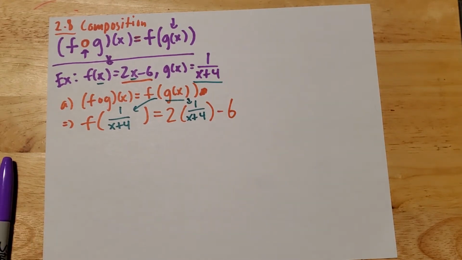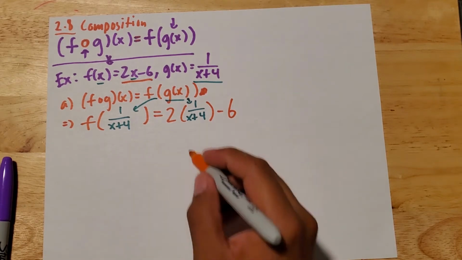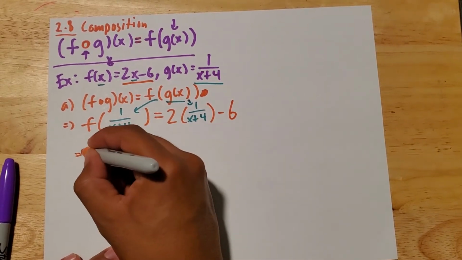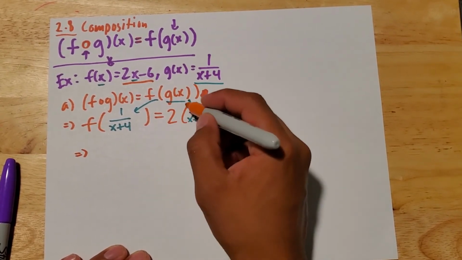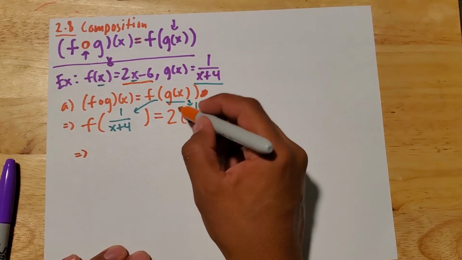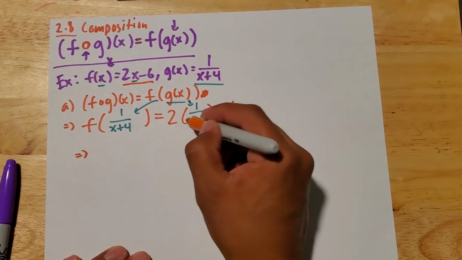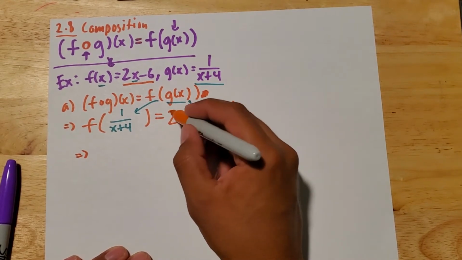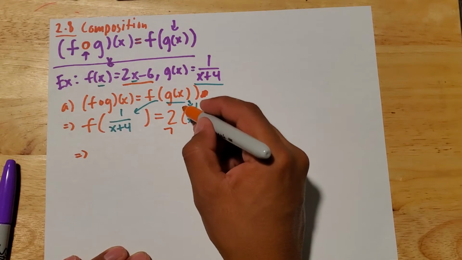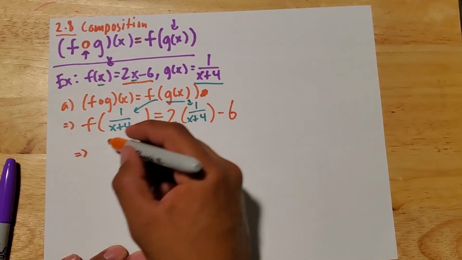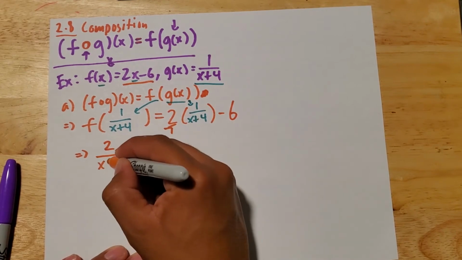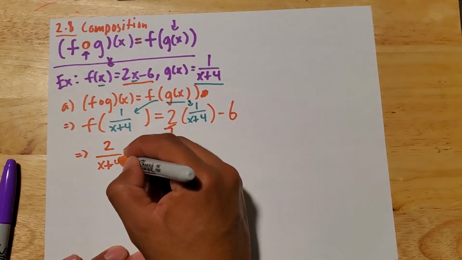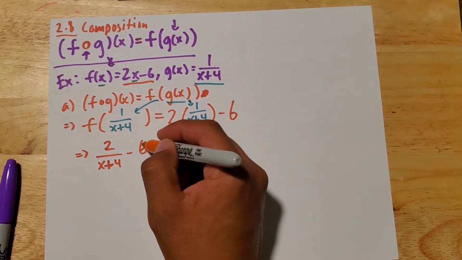But here, I can try to simplify this left-hand side. And I can do that by just multiplying it. If you ever think about when you multiply fractions, you multiply numerator with numerator, denominator with denominator. But the denominator for 2 right now is 1. So that's going to simplify to just 2 over x plus 4 minus 6.